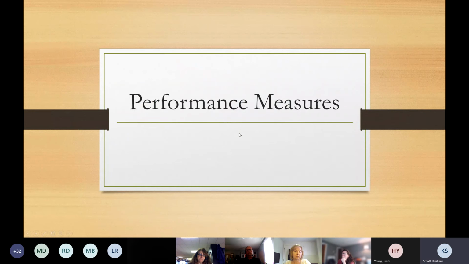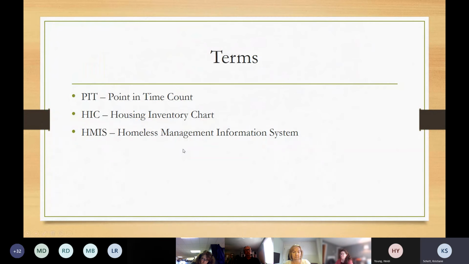And then finally, we are going to talk about performance measures. So I'm going to go over a couple of terms that are key to this. There is the PIT, which is the point in time count, the HIC, which is the housing inventory chart, and HMIS, which again is our homeless management information system.